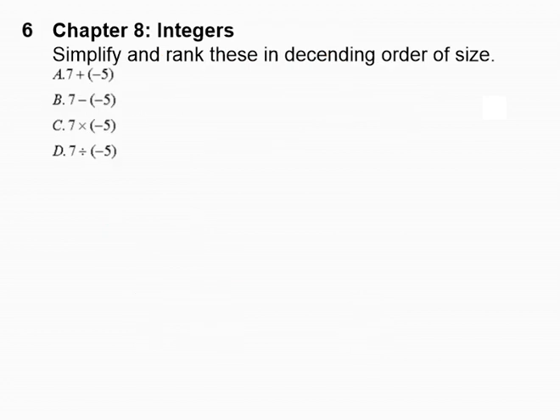Question 6, simplify and rank these in descending order of size. A positive 7 plus a negative 5, I have more positive, therefore it's 2. A positive 7 take away a negative 5 is the same thing as 7 plus a positive 5, which is 12. To multiply those out, you get negative 35, and divide these. If I think about 7 divided by 5 as an improper fraction, I get 1 and 2/5, and 1 and 2/5 is 1.4, so this is negative 1.4.